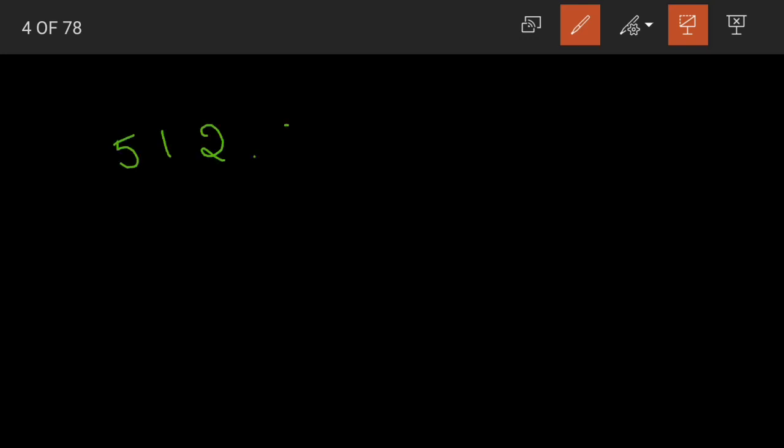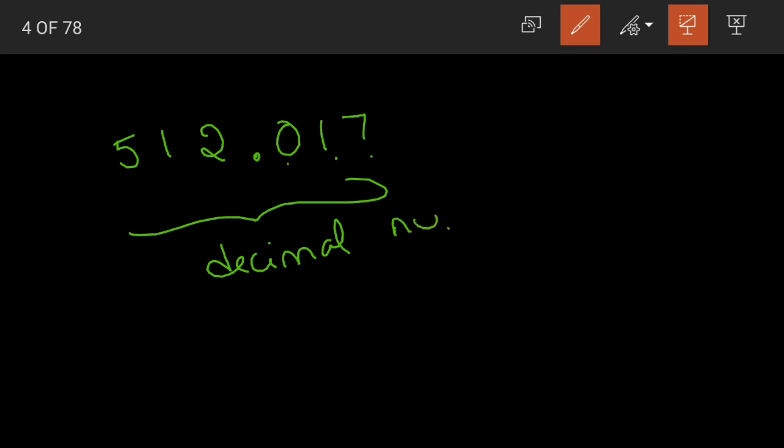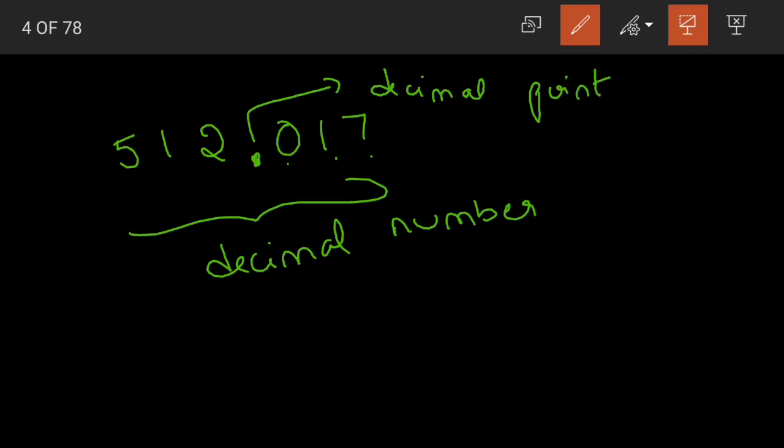say this is one number, okay, 512.017. This is a decimal number. What is this, children? This is a decimal number. Are you seeing this point here? Yes, this point is called our decimal point. In a decimal number we have a decimal point. Yes, so such numbers are called decimal numbers.